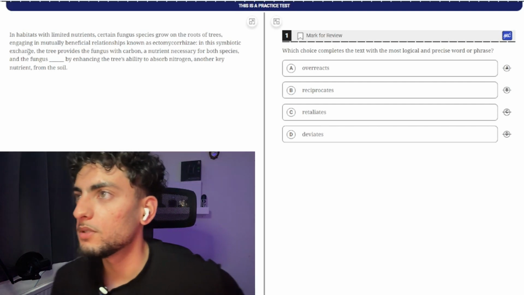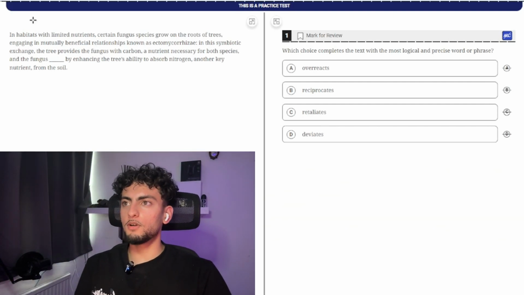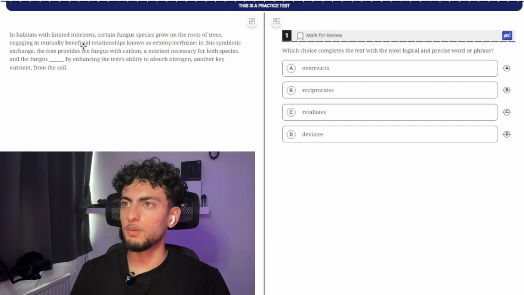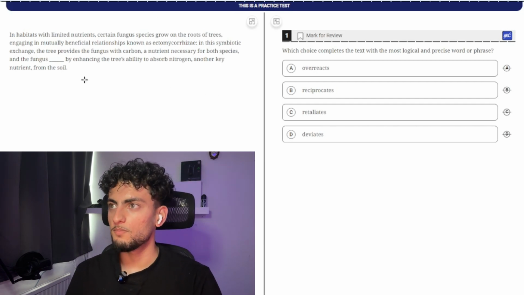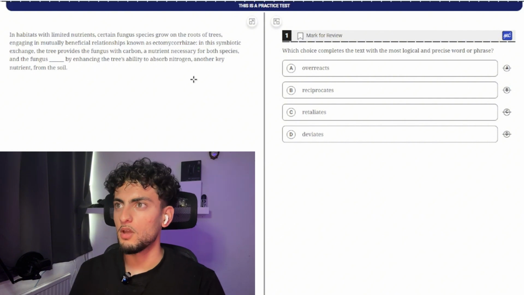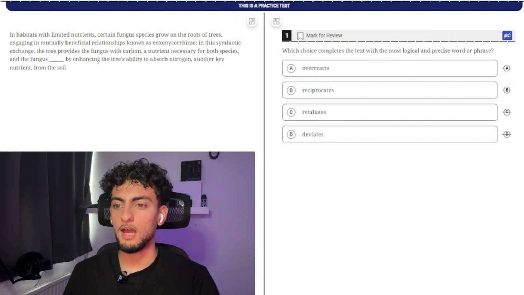In habitats with limited nutrients, certain fungi species grow in roots of trees. Oh, I've learned about this. I remember I did biology like a few years ago, for GCSEs, like 2 years ago, and we spoke about this. And it reciprocates because it's handing it back.